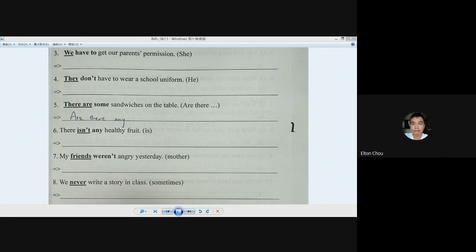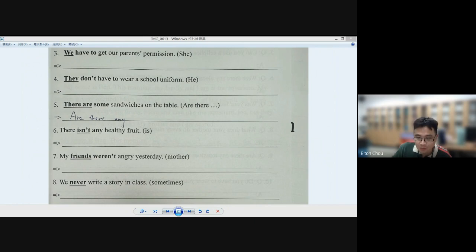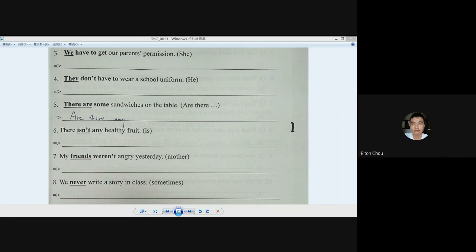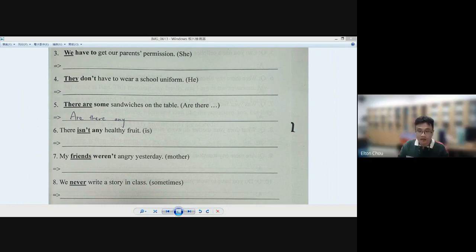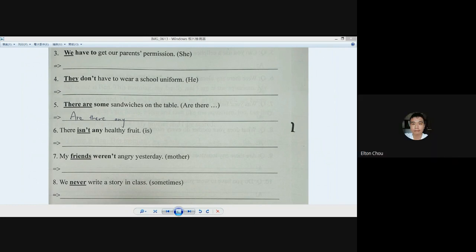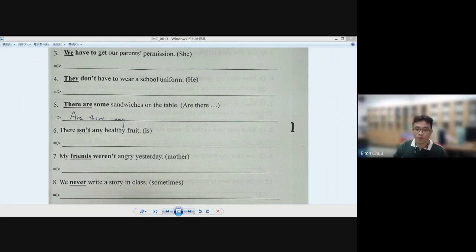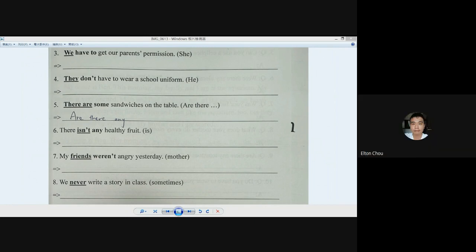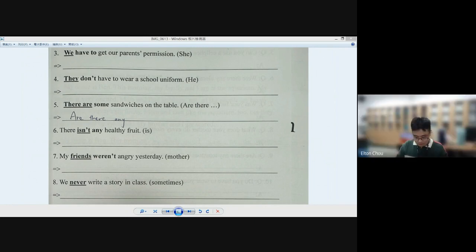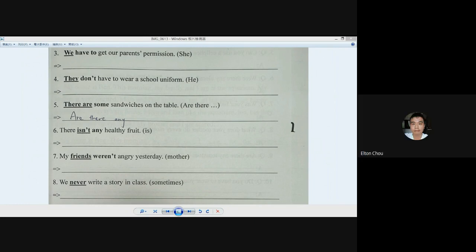Choose by yourself. My friends were not angry. My mother. Okay. Is it was or were, or wasn't or weren't? The four of them, choose by yourself. Okay. We never write a story. We sometimes write a story. Very good. Super easy.